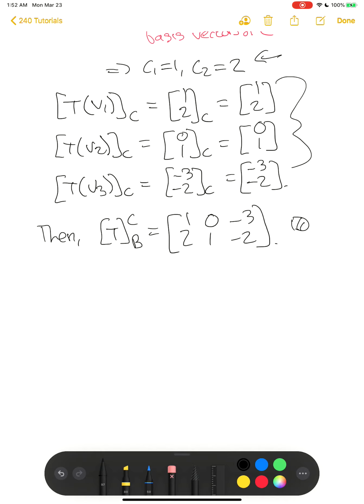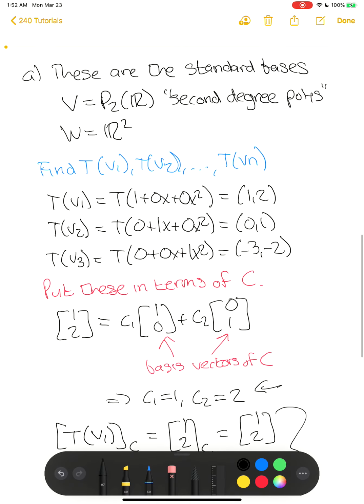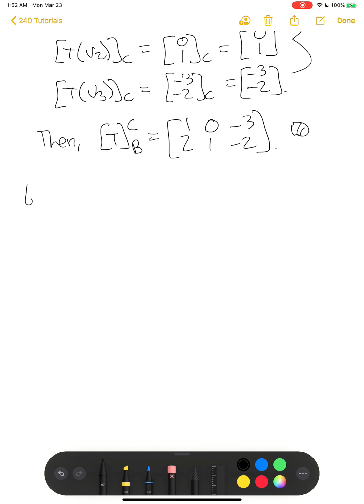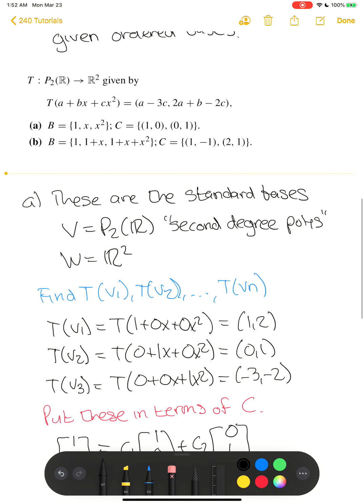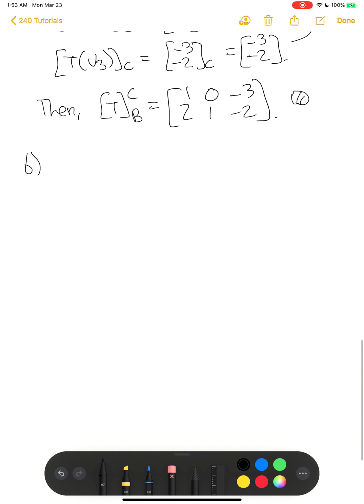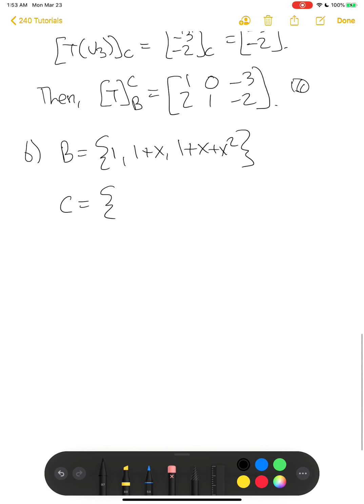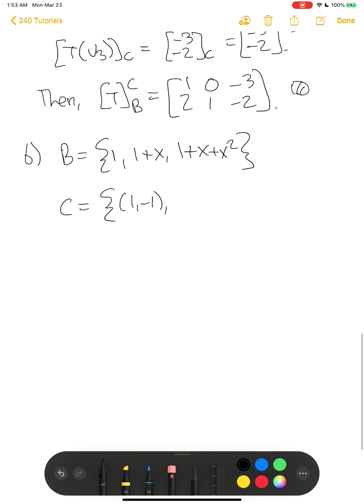Okay, so that's part A. The reason we were able to whip through it so quickly, again, is the standard basis. Let's do part B. B is a lot more interesting. For B, I'm going to rewrite the bases so I don't have to keep going up. The basis B they give us is 1, 1 plus x, and 1 plus x squared. The basis C that they give us is (1, -1) and (2, 1).